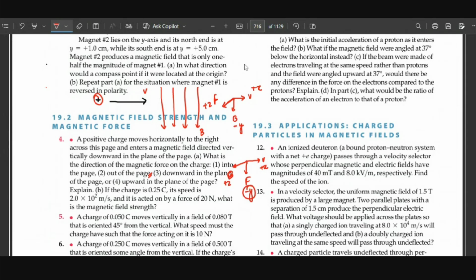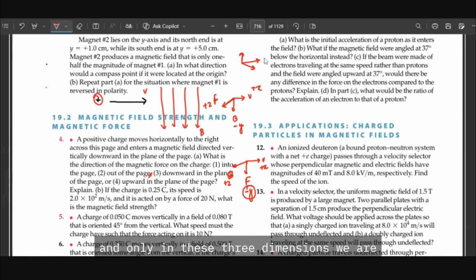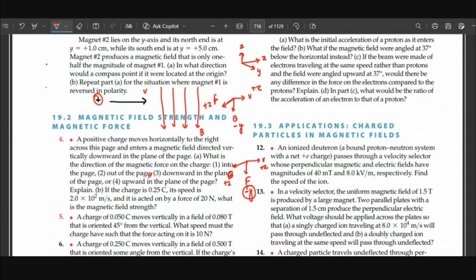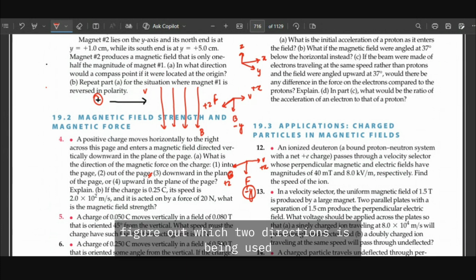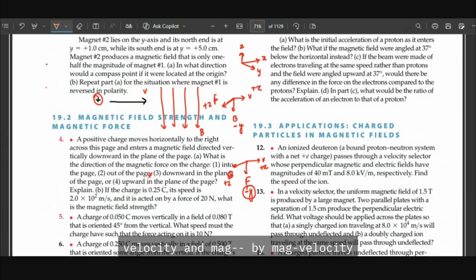So always remember all these things. These are the three dimensions, and only in these three dimensions we are supposed to write the answer. So always remember, first of all, figure out which two directions are being used, velocity and magnetic field. Whatever the third dimension remains, that is going to be the answer.